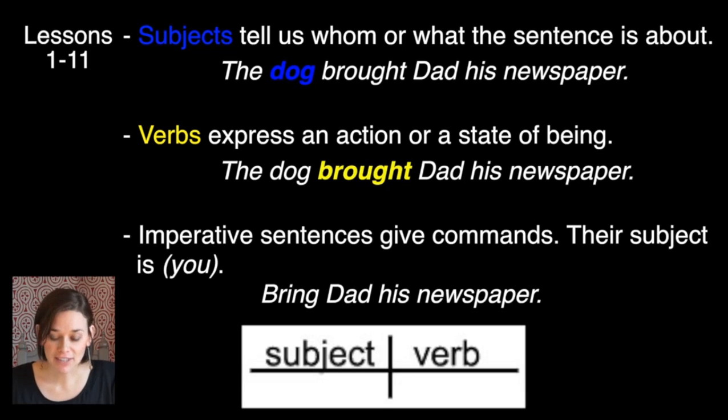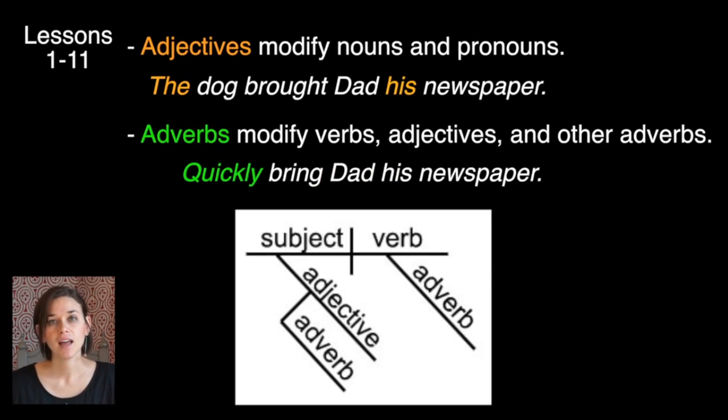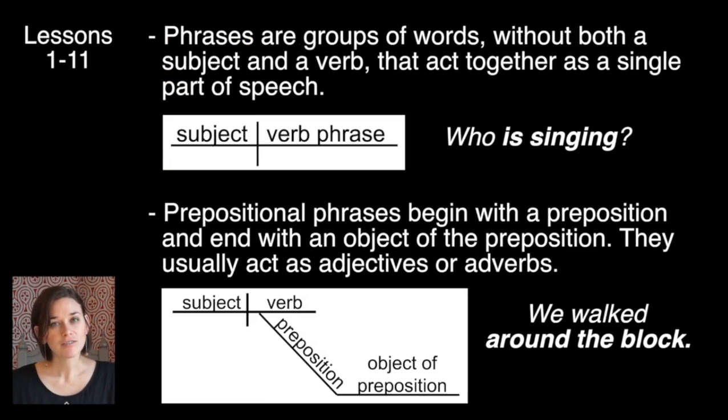In lessons 1 through 11, you learned that subjects tell us whom or what a sentence is about. Verbs express an action or a state of being. Imperative sentences give commands. Their subject is you understood. Adjectives modify nouns and pronouns. Adverbs modify verbs, adjectives, and other adverbs. Phrases are groups of words without both a subject and a verb that act together as a single part of speech. Prepositional phrases always begin with a preposition and end with an object of the preposition. The whole phrase usually acts as an adjective or an adverb.